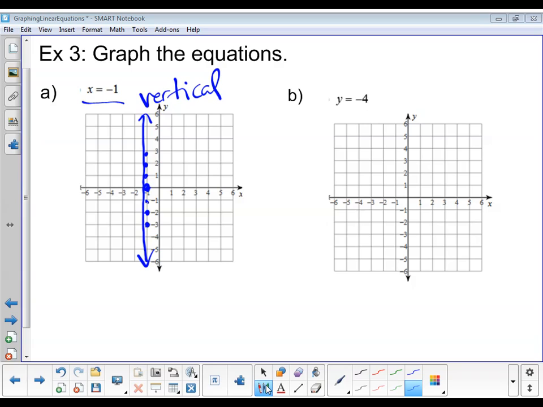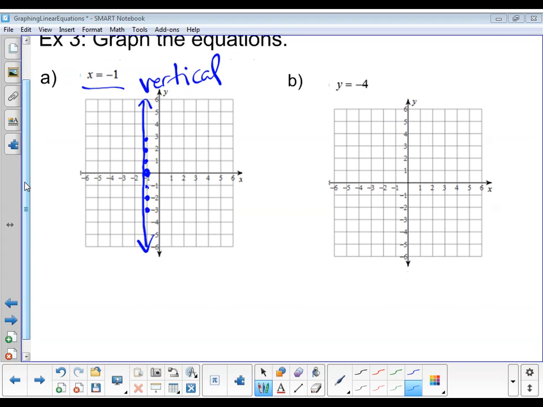For letter B, we have a y line. y equals -4. So again, I'm going to go to -4, but this time I'm going to go on the y-axis because I have y equal to -4. So you're thinking now about all the points that have a y value of -4.